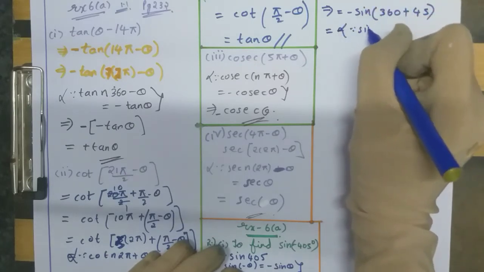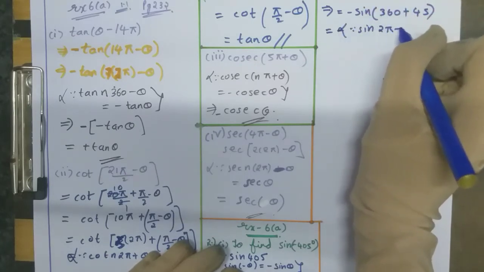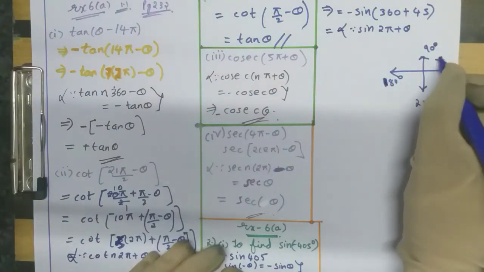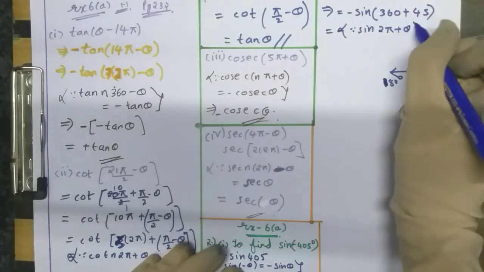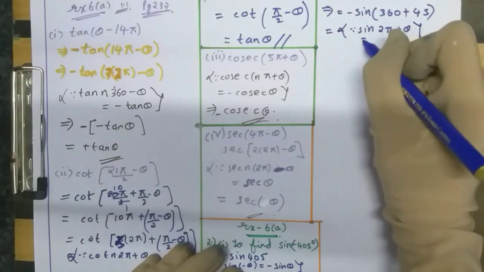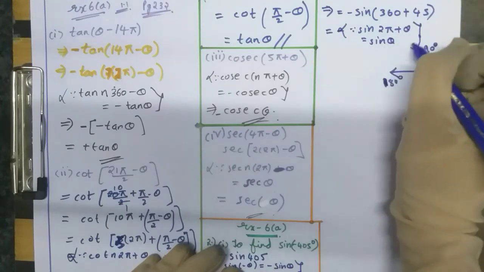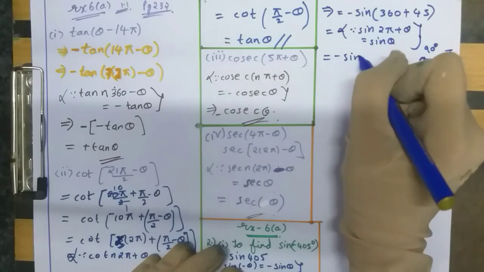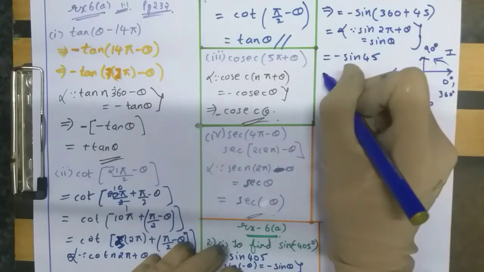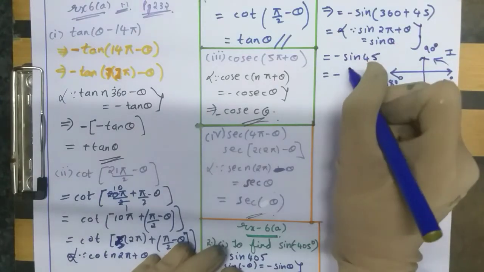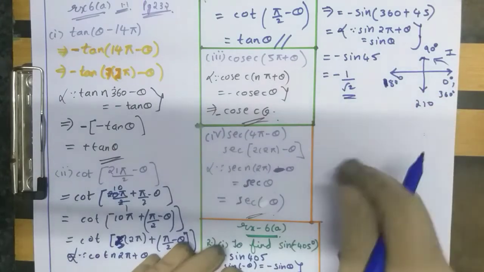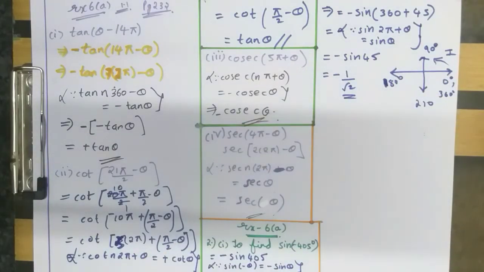What is sine 360 plus theta? We know sine 360 plus theta lies in the first quadrant, right? In the first quadrant, sine is positive. So sine 360 plus theta is sine theta, right? So theta here is 45. So minus sine 45. What is sine 45? We know the value of sine 45 is 1 by root 2. So we have the answer as minus 1 by root 2.